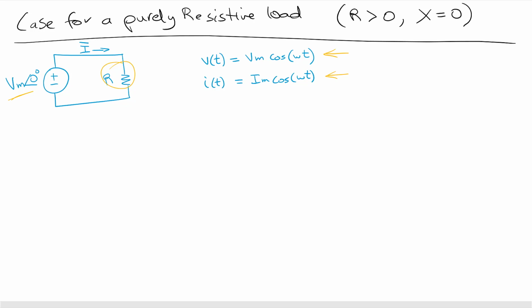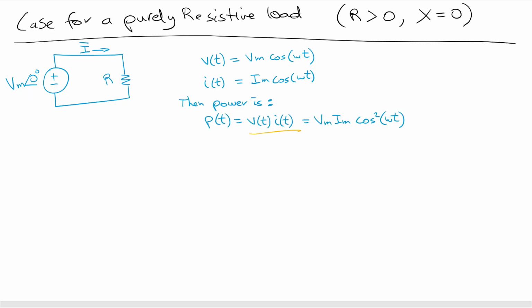And then, if we're going to calculate the power, we simply multiply the voltage by the current, so then we get Vm times Im times cos squared omega t. Okay, we've just multiplied these two together.